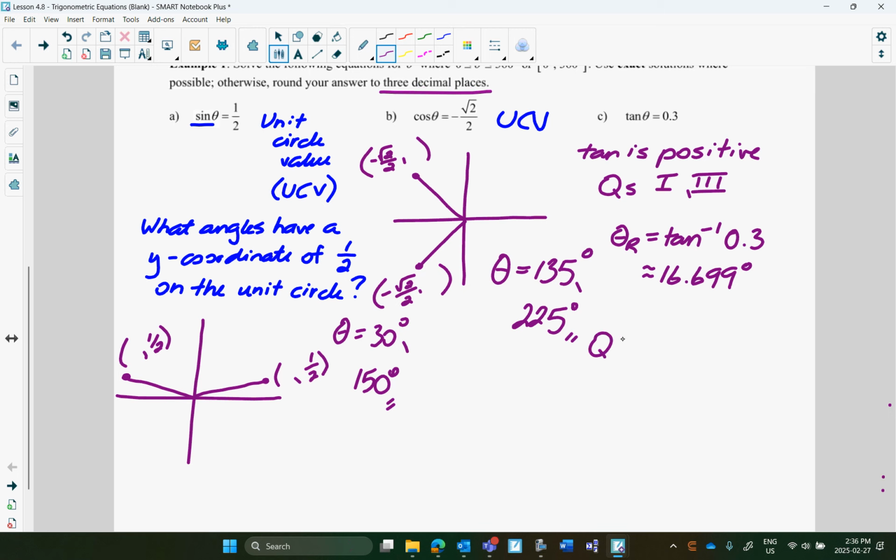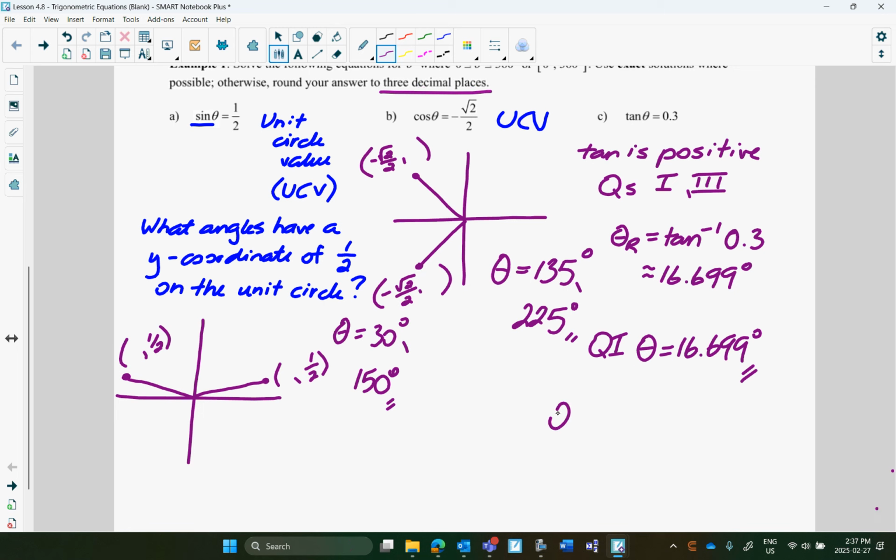In quadrant 1, if this is the reference angle, what's the actual angle? In quadrant 1. Same thing, right? So, one of my answers is 16.699 degrees. My other answer, so that's 1.